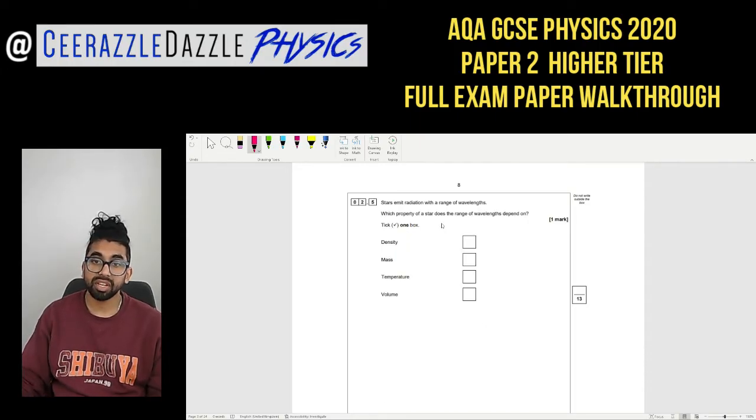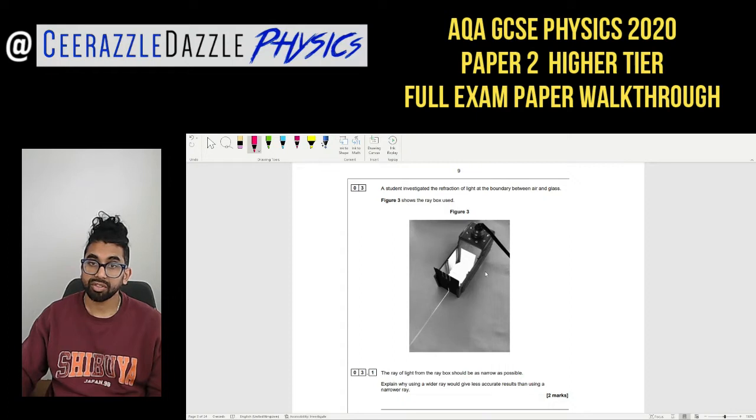2.5. Stars emit radiation with a range of wavelengths. Which property of a star does the range of wavelengths depend upon? Well, it's going to be the temperature here. 3. A student investigated the refraction of light at the boundary between air and glass over here. The ray of light from the ray box should be as narrow as possible.